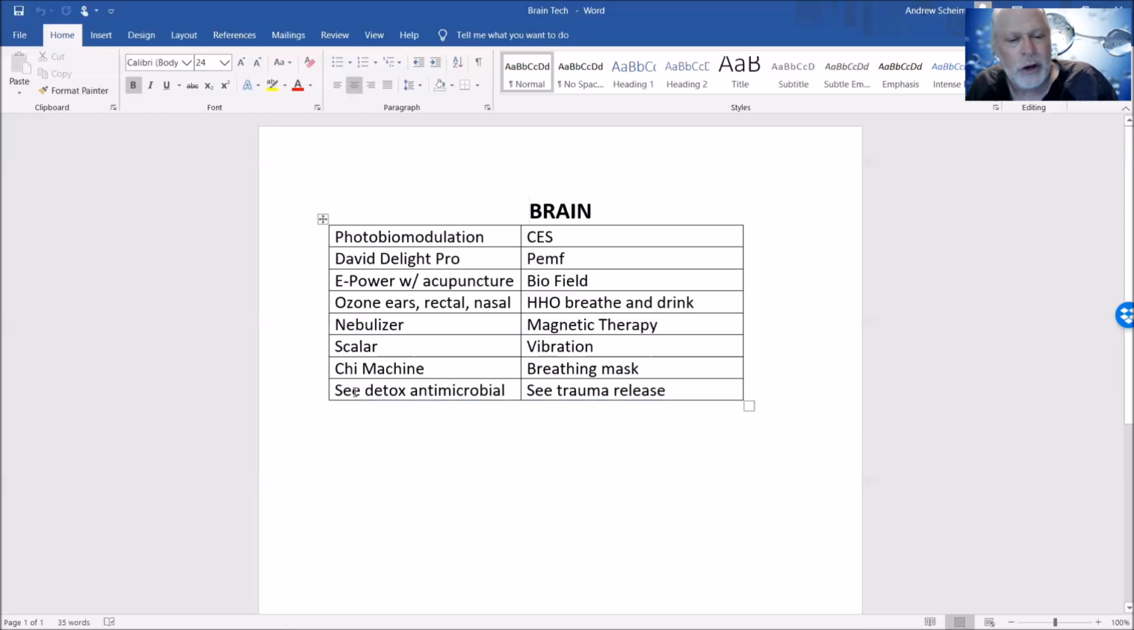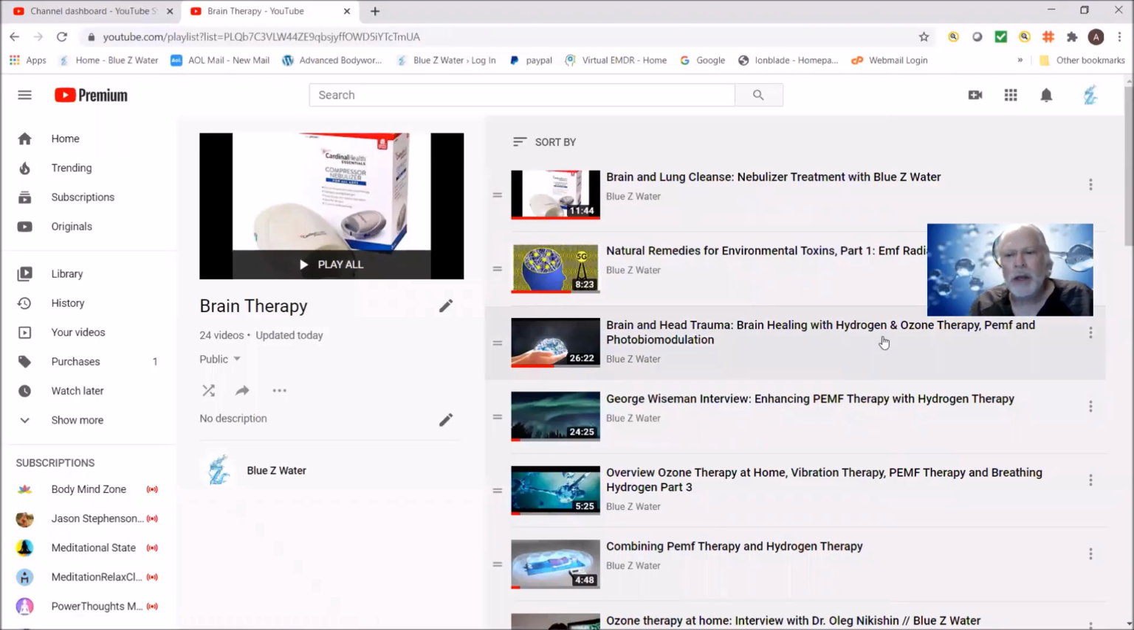As we mentioned in the chart, you've got to look at all the different categories. Detox is huge. You can't have pathogens and not expect the brain to be affected, and trauma release, again, we'll post links to that below this video. Alrighty, so now I'm going to get into the playlist. Okay, this is our brain playlist.